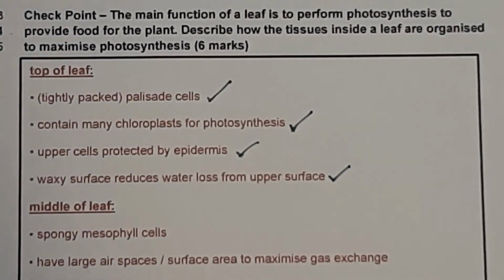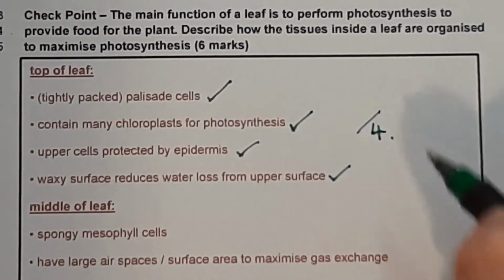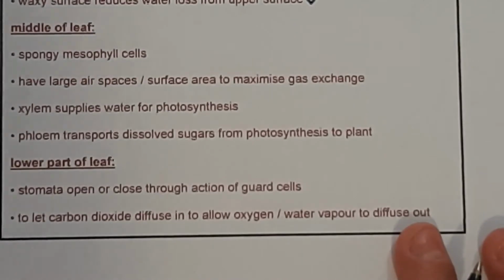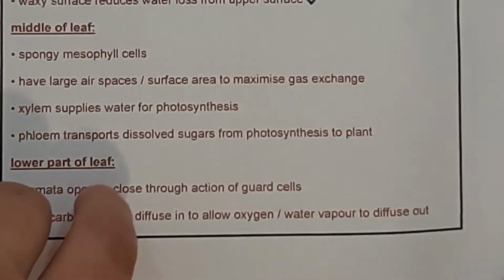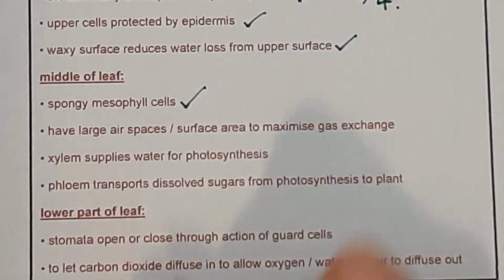Okay, so that's for the top of the leaf. There's a maximum of 4 for this section. Then the middle of the leaf. Spongy mesophyll cells are found in the middle of the leaf.